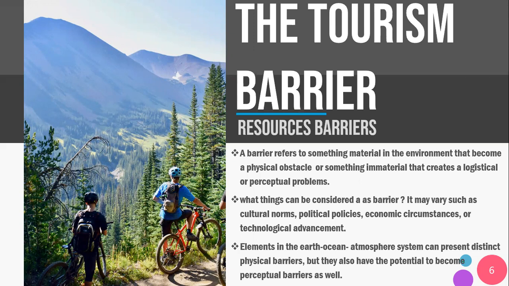A barrier refers to something material in the environment that becomes a physical obstacle or something that creates logistical and perceptual problems. Barrier, just like I said before, is halangan. So the environment has its own barriers also. Why can this mountain not be known as a tourism area? Because there are halangan. Maybe there is no transport that goes to that place. That is one halangan, known as a logistical barrier. Second is a perceptual barrier. Maybe that mountainous area is very dangerous. That is known as a perceptual problem. After this, I will go deeper into what a logistical barrier is and also what a perceptual barrier is.